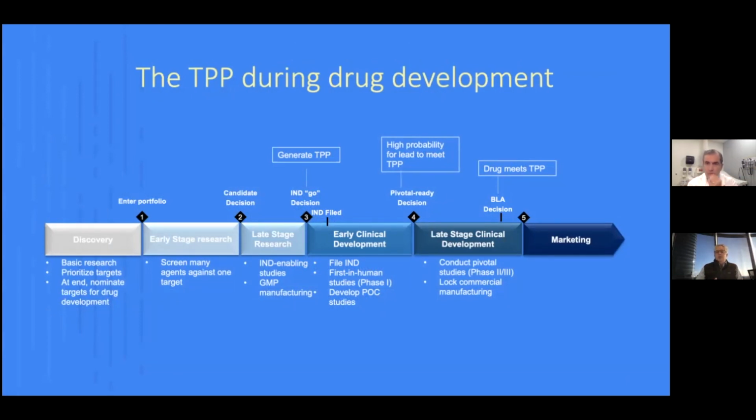And the target product profile is typically generated in early to late stage research, during that period where you're showing efficacy either in the lab or in animal studies, that is going to start to target that drug to a specific disease and perhaps a specific patient subset in that disease. Around that time, you might generate a target product profile and then have it be used throughout the course of early and late stage clinical development.